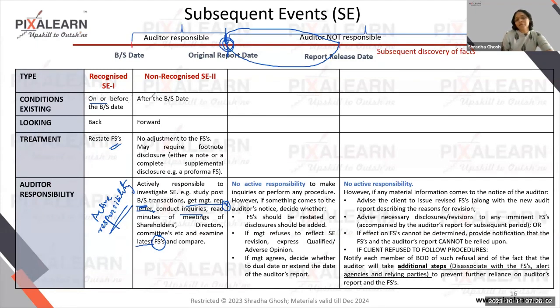Non-recognized subsequent events are events that occur after the balance sheet date. So you look forward from the balance sheet date and find out if there are any such events that have taken place. Please remember, no adjustments. So no journal entries are required, but you would require footnote disclosures.